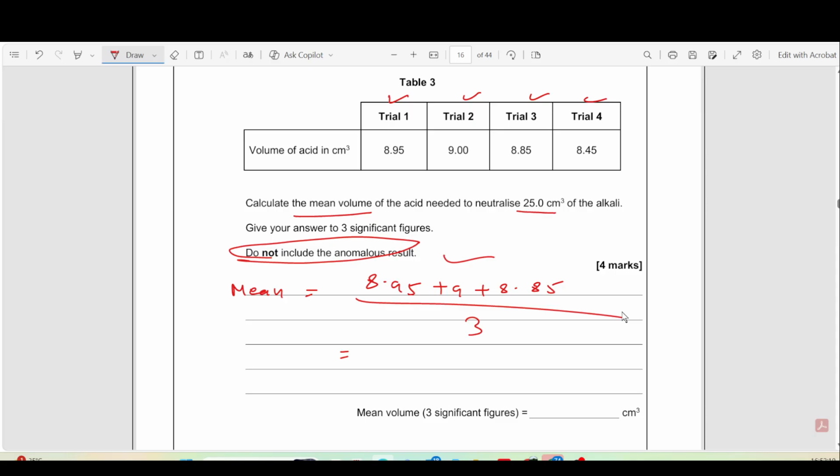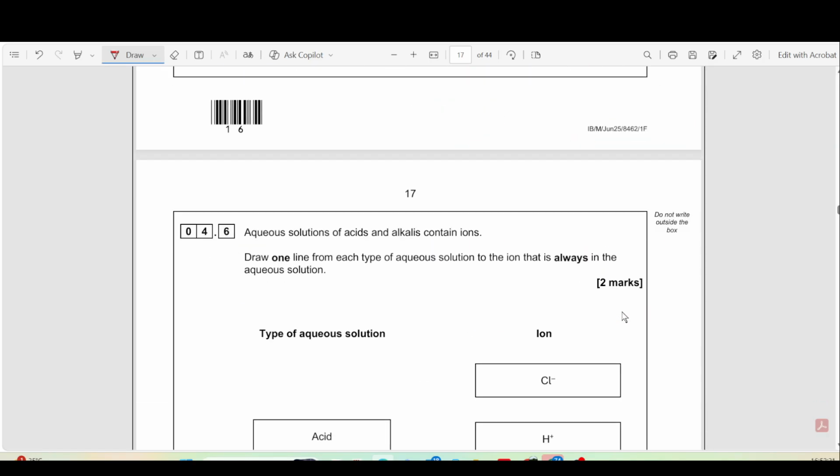Now, if we add, we'll get 26.80 divided by 3, which is going to give you 8.93333. And because it says give your answer to 3 significant figures, 3 significant means we need 3 figures only. The answer is going to be 8.93 centimeter cube.